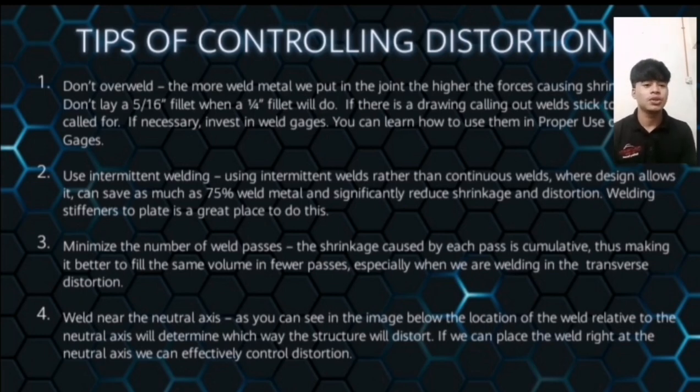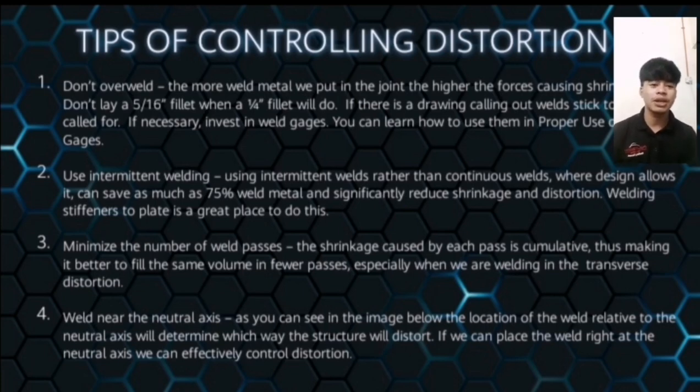Number two, use intermittent welding. Using intermittent welding rather than continuous welds, where design allows it, can save as much as 75% weld metal and significantly reduce shrinkage and distortion. Welding stiffeners to plate is a great place to do this.